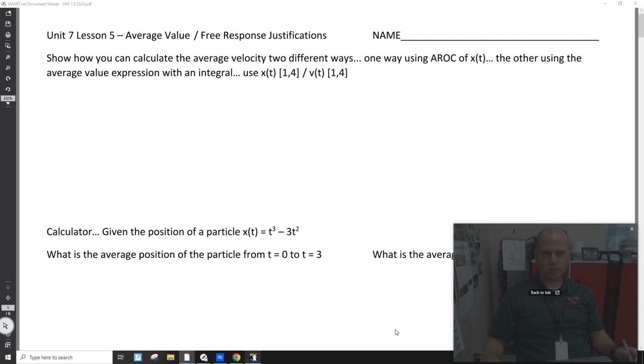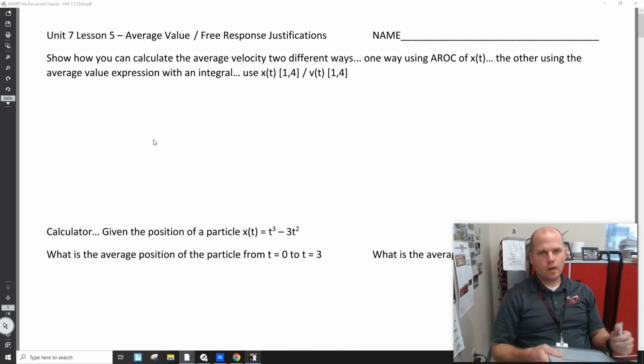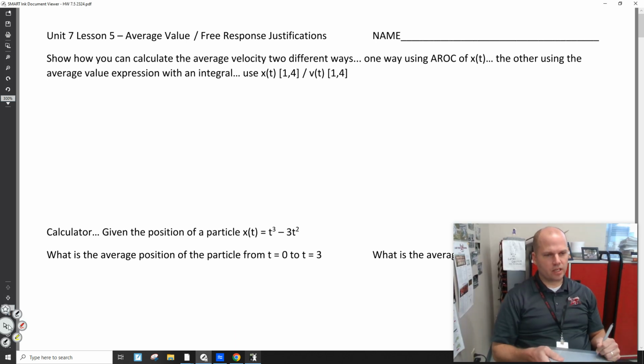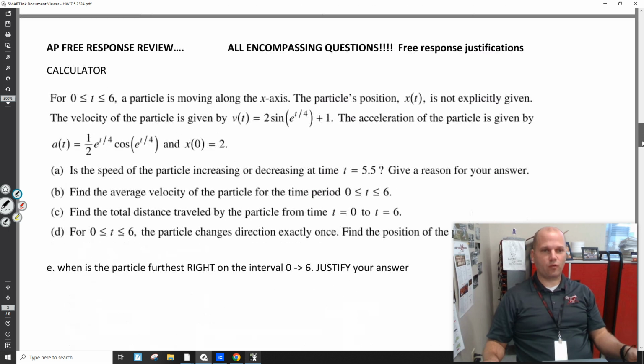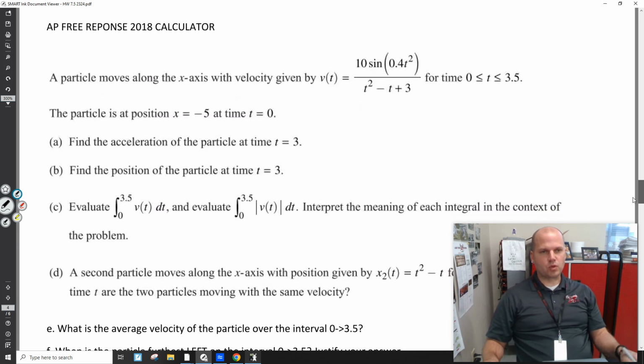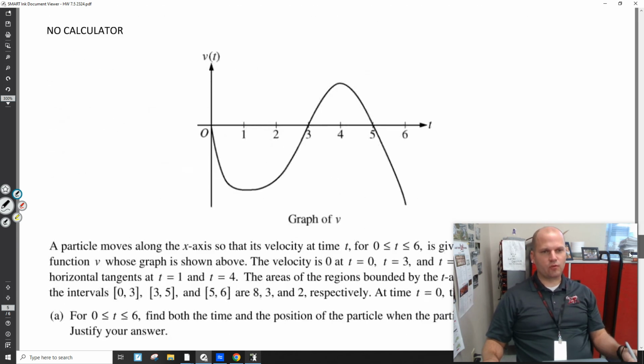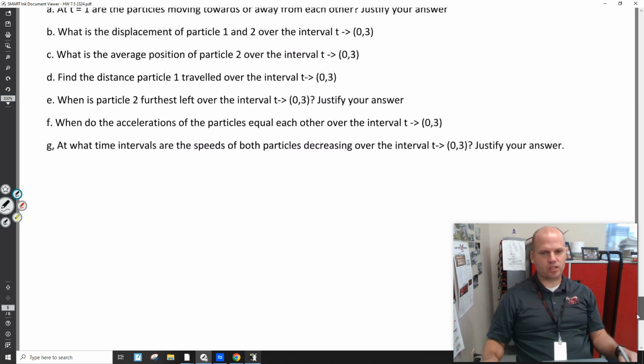All right, let's do average value and then get into free response questions like we're going to see on the test. Don't skip your free response questions. I gave you 4 free response questions that are going to be similar to the 4 free response questions you're going to see on your test.